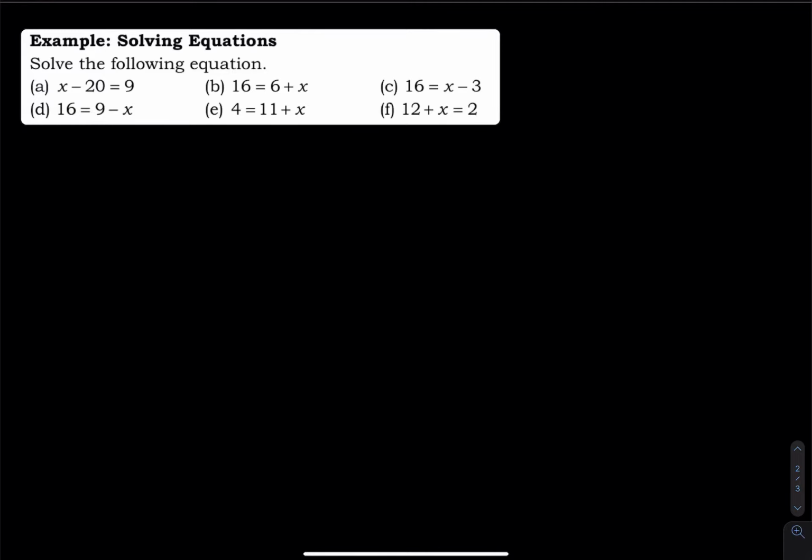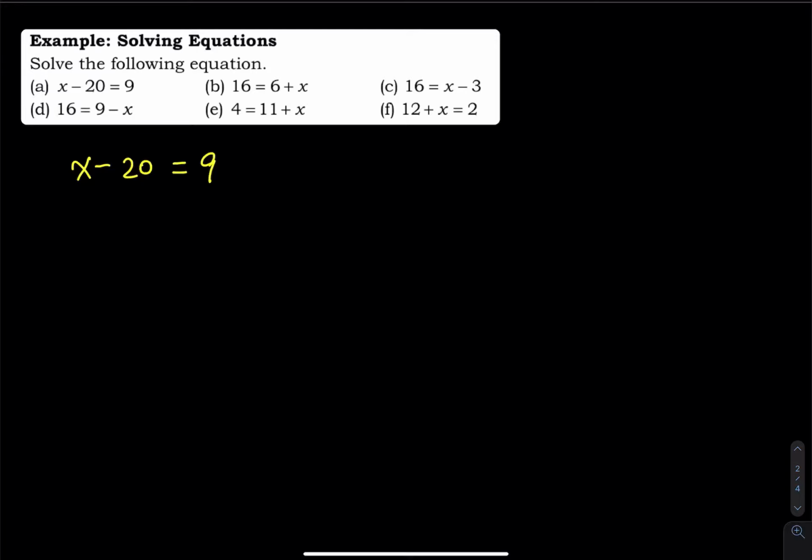Let's solve this linear equation. The first one is x minus 20 equals 9. There are two methods to do it. Solving a linear equation means I want to isolate the variable x on one side. I call this a linear equation because x is raised to the first power.